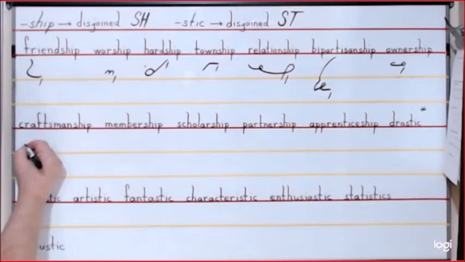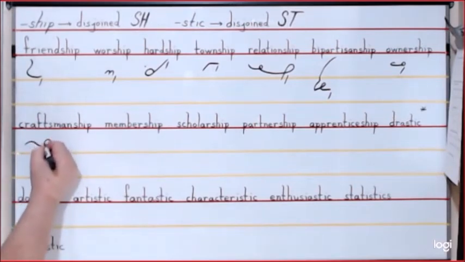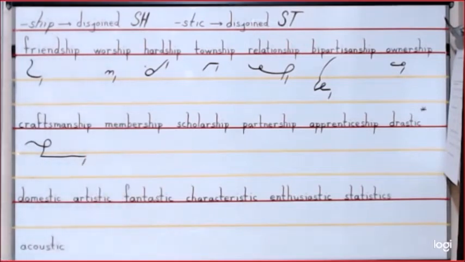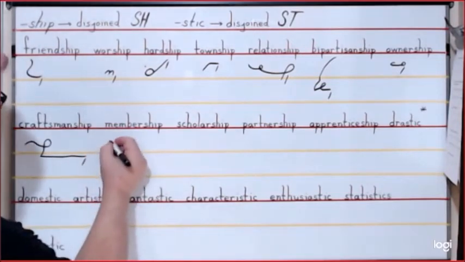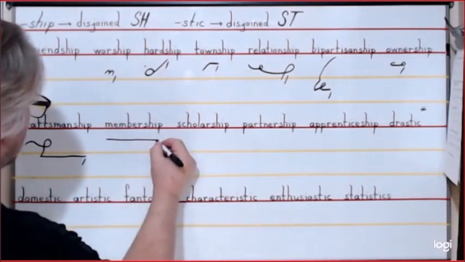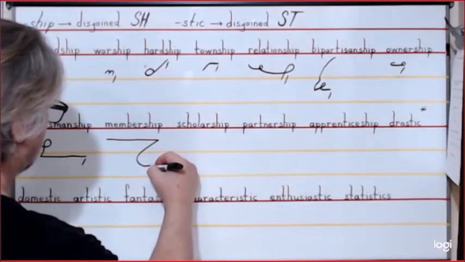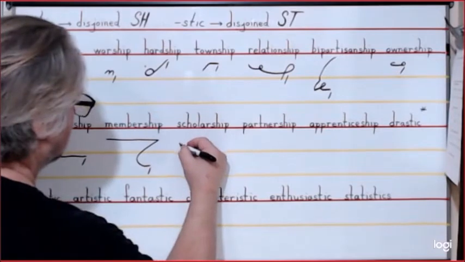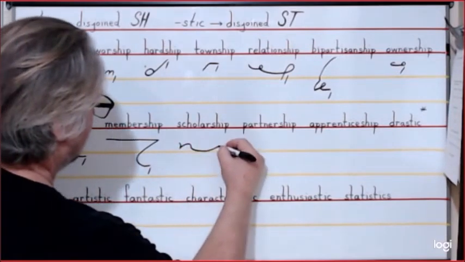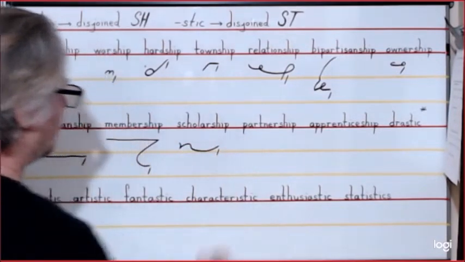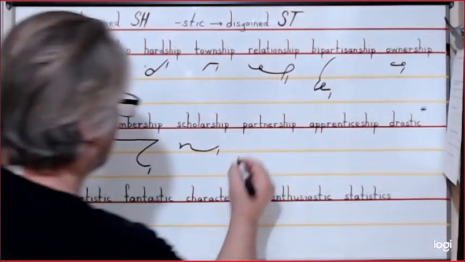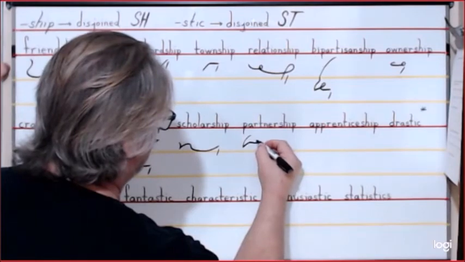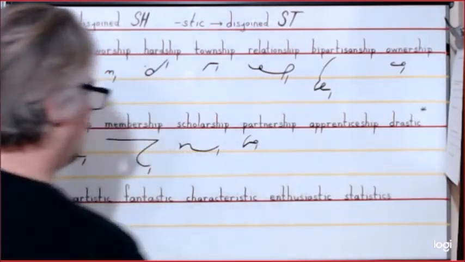Craftsmanship is K-R-A-F, and the N stroke, and then a disjoint SH. Membership is an M-E-N stroke, B-R, and then SH. Scholarship is S-K-L, and then an SH. Partnership is a P-T, and then an N, reverse E, and then an SH.